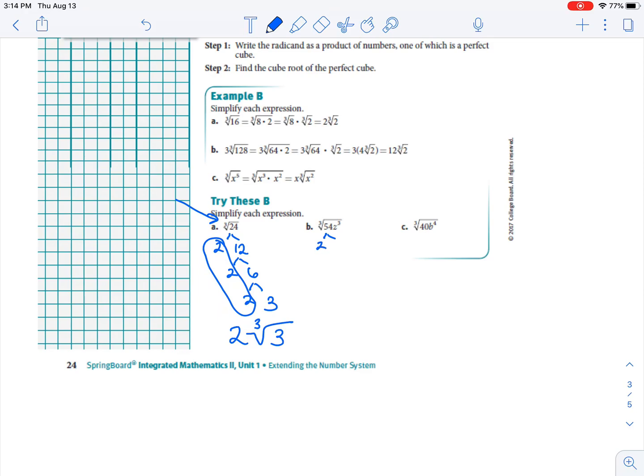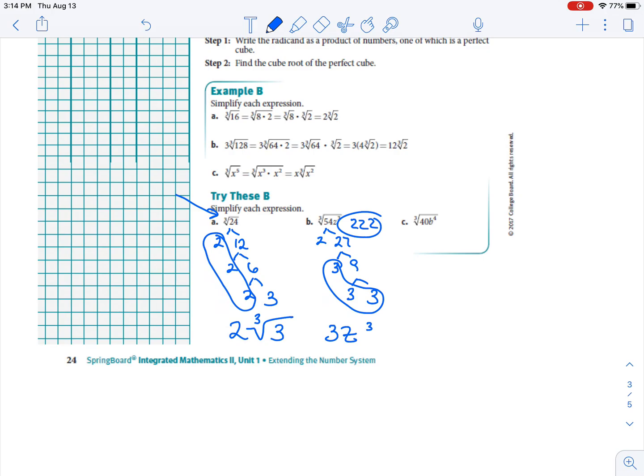So with 54, that's 2 and 27. Can't use 2 anymore, so I'll go to 3 and 9. And then I'll use 3 and 3, and I do have one set of 3s that will come out. And then for the z's, I actually have 3 of them, so I will circle those 3. So I have a 3z come out, okay, and then I have a cube root of 2 left inside.